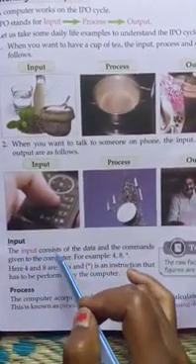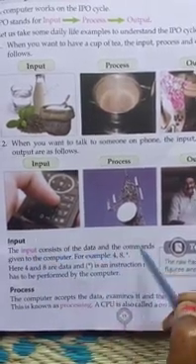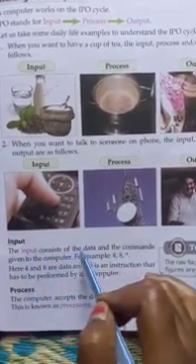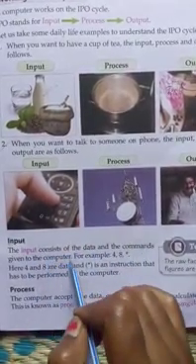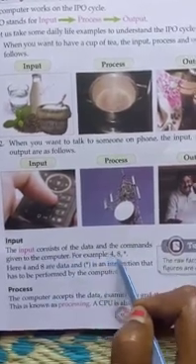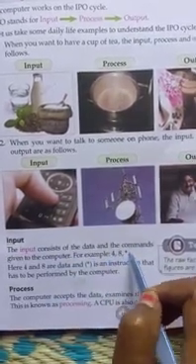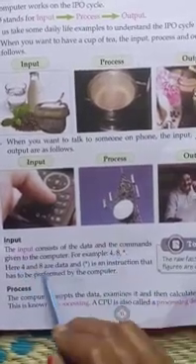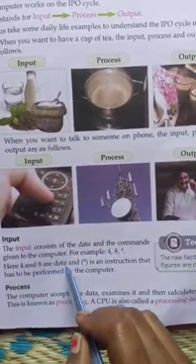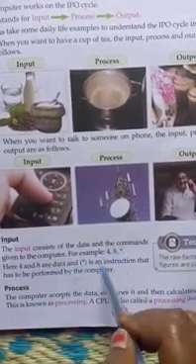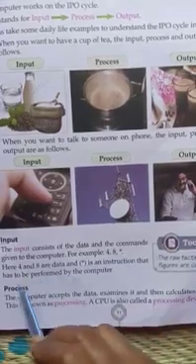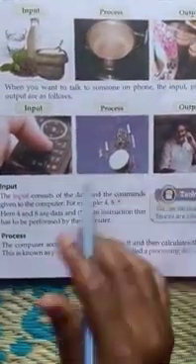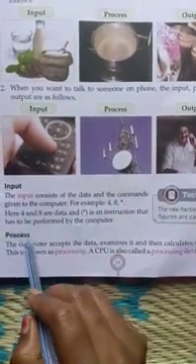Input. The input consists of the data and the commands given to the computer. For example, 4, 8 and star. This star is used for multiplication also. Here 4 and 8 are data, and this star is an instruction that has to be performed by the computer. So these are input.